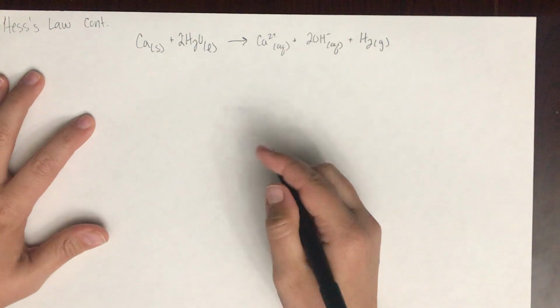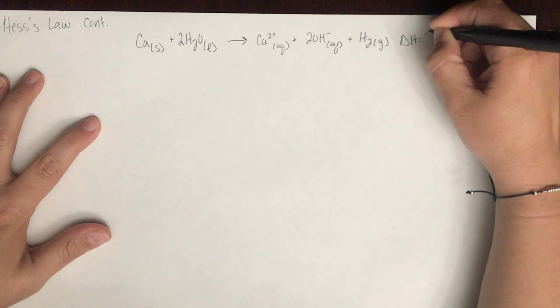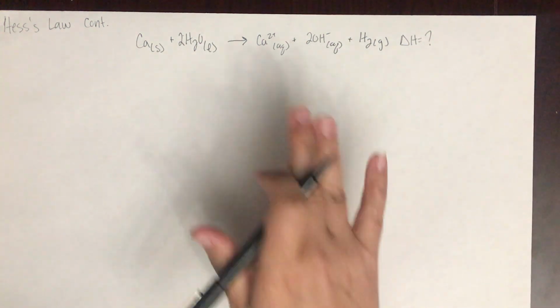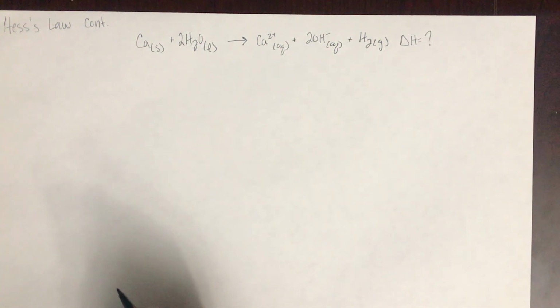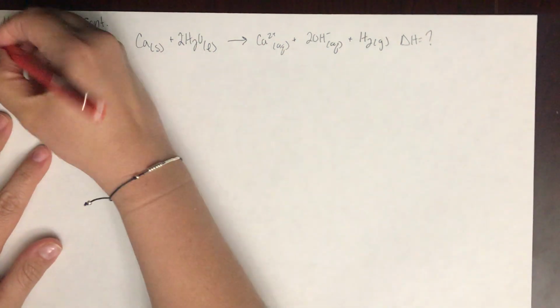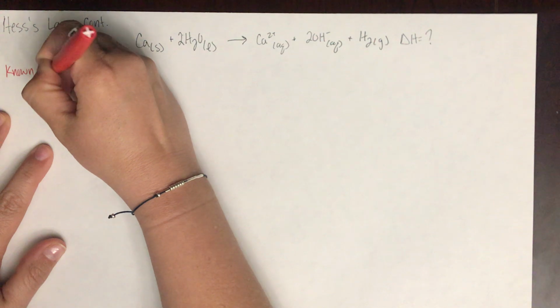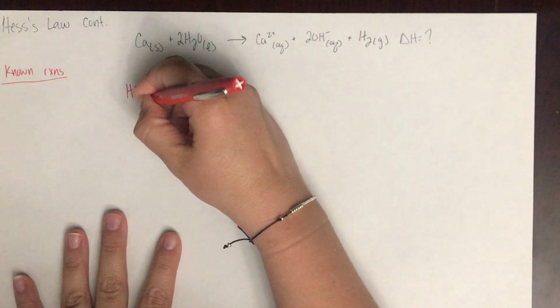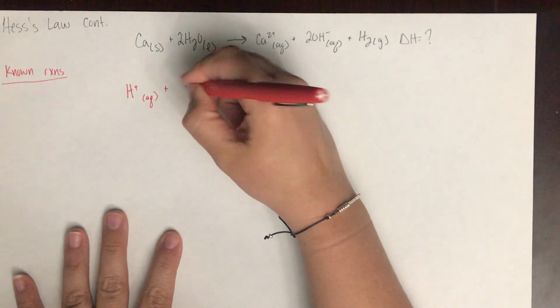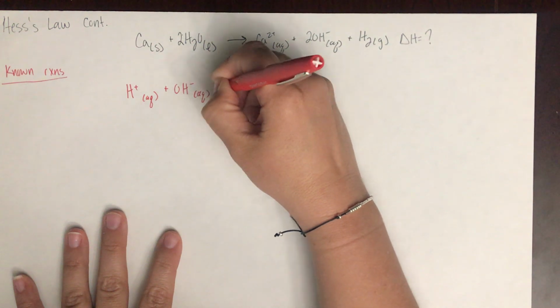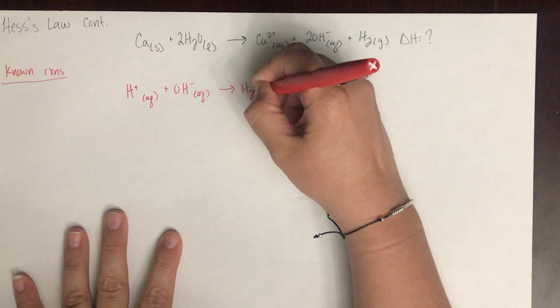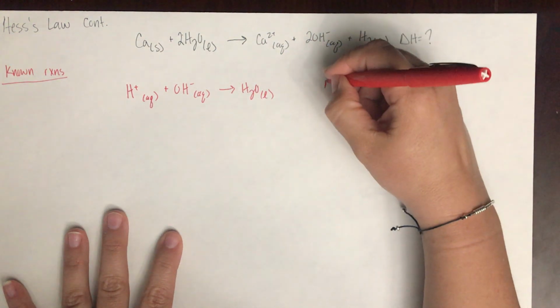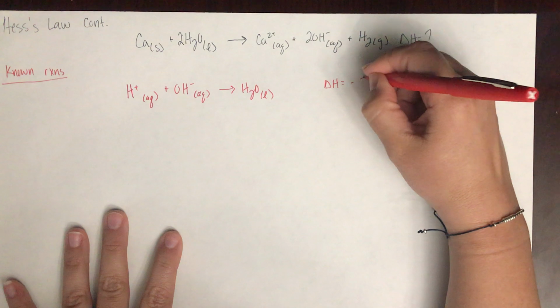Okay, so this is the reaction that you're given, and you don't know what the enthalpy change is. This reaction happens very slowly, so it's impractical to measure this delta H directly. However, we do know these other 2 reactions. So these are known reactions. And the known reactions are hydrogen ions plus hydroxide ions produce water. And that has an enthalpy change, delta H equals negative 55.9.